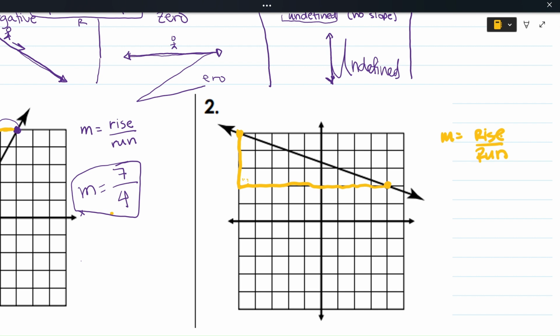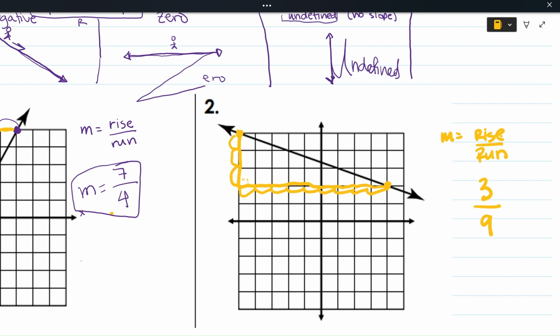Okay, so now I'm going to look at my rise, or my vertical motion, or my up and down motion, and I'm going to count. 1, 2, 3. My rise is 3. And then my run, or my horizontal motion, or my left to right motion, is 1, 2, 3, 4, 5, 6, 7, 8, 9. So right now I have 3 over 9.